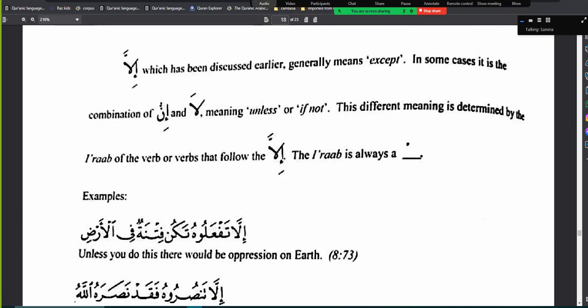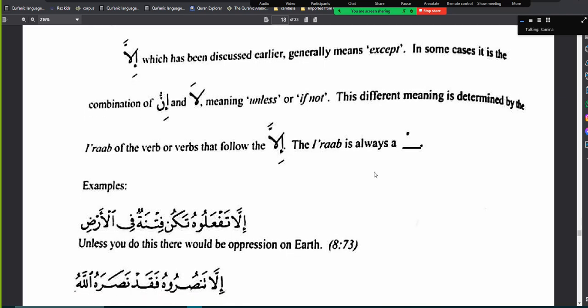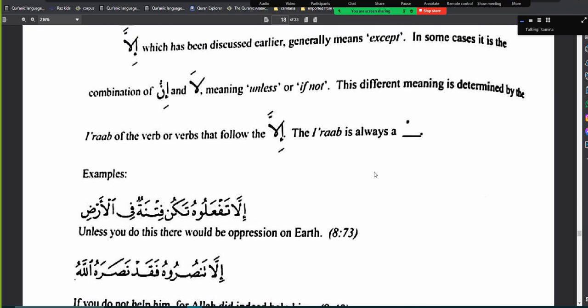Next we have illa, which has been discussed earlier, generally means except, and in some cases it is the combination of in and la, meaning unless or if not. And this different meaning is determined by the i'rab of the verb or verbs that follows the illa, and the i'rab is always a sukoon. Okay, and this we have learned.